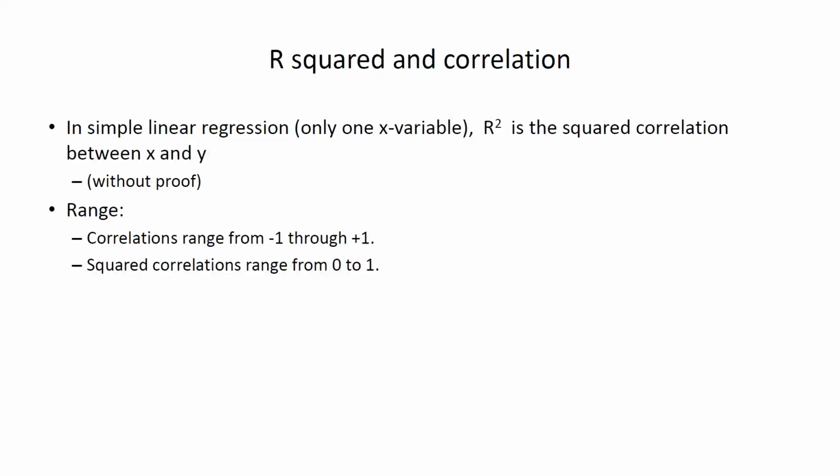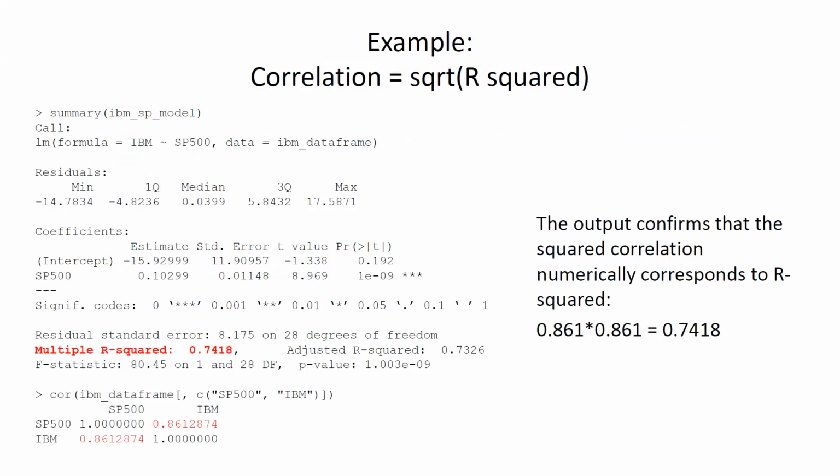R squared is related to correlation. In simple linear regression, simple meaning there's only a single x variable, R squared is the squared correlation between x and y. I'm not going to prove that here, but that can be done. We know that correlations range from -1 to +1. If you square those values, then the squared correlations range from 0 to 1. And that's exactly the range of R squared.